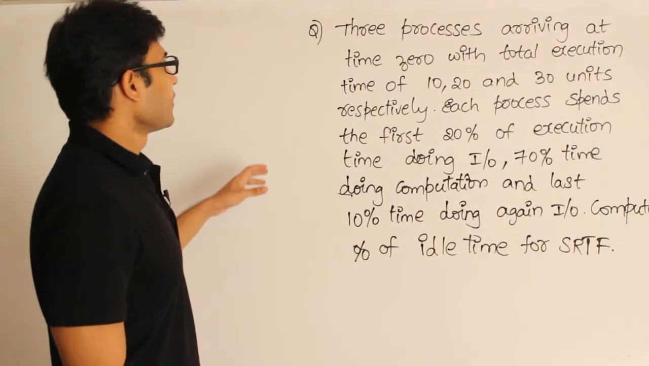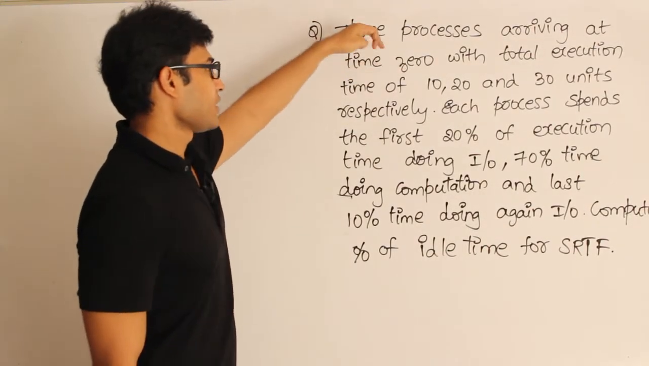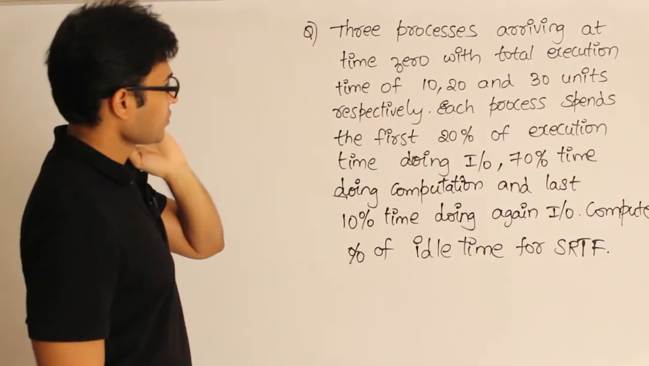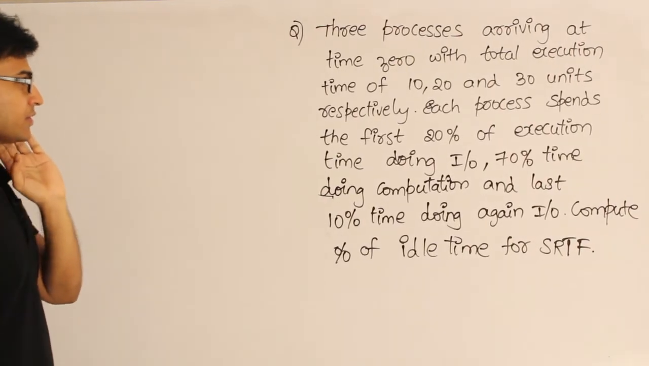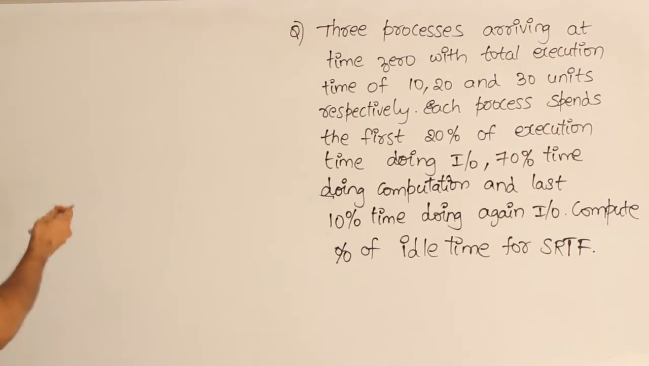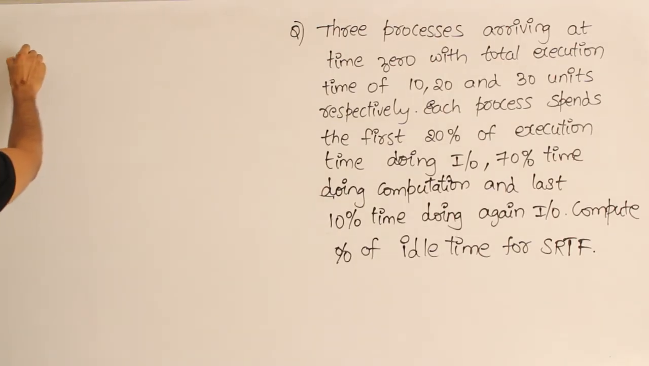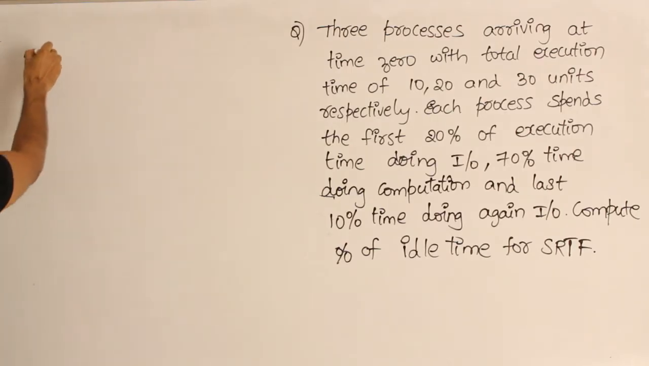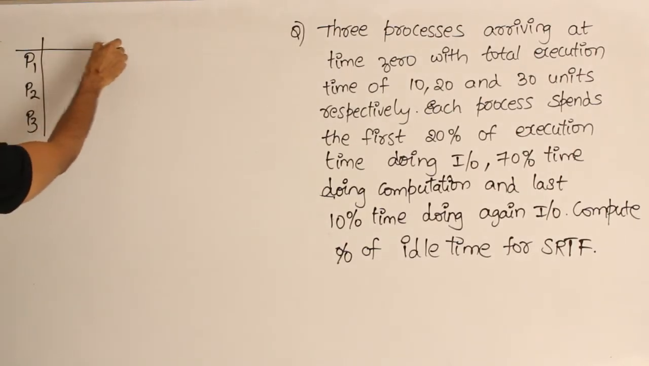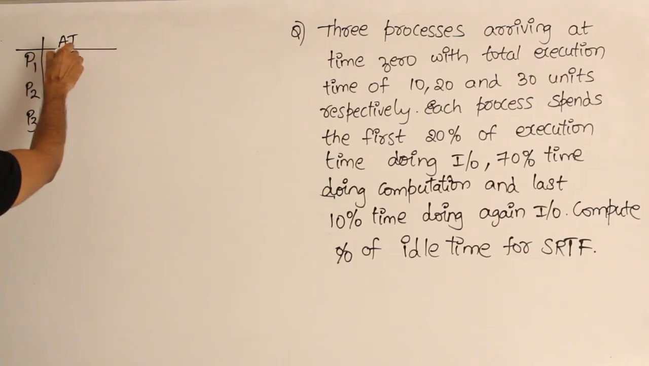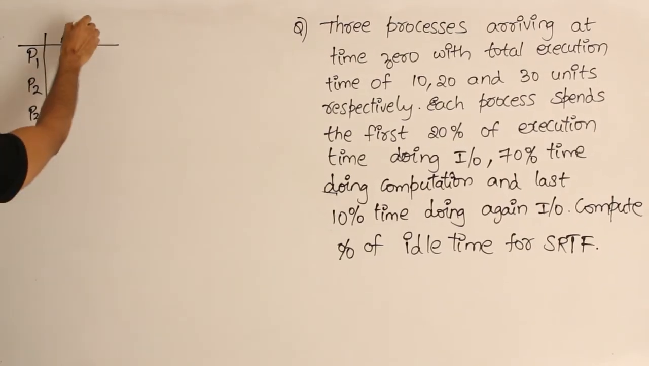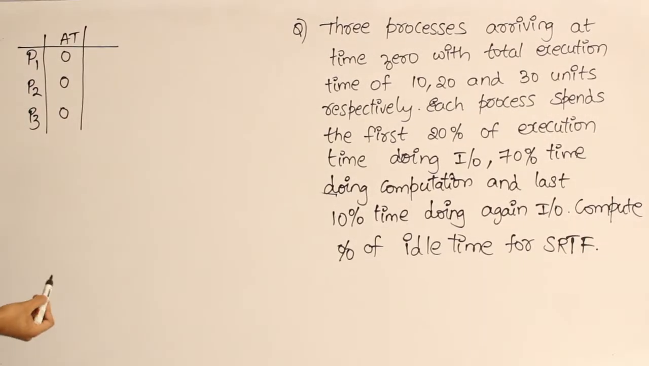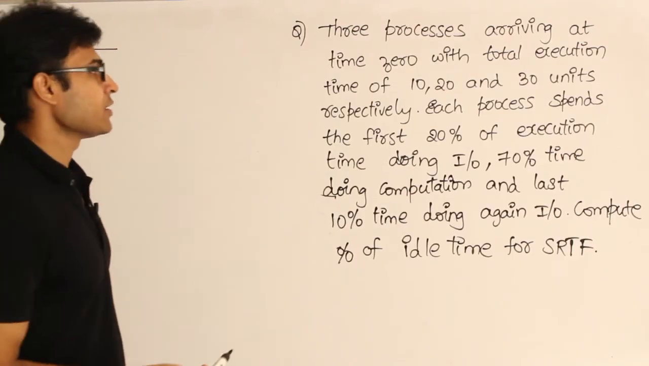Coming to this question, they are saying that three processes are arriving at time 0 with execution times of 10, 20 and 30 units respectively. So what does that mean? They are giving this information. So P1, P2 and P3 are available and their arrival times are 0, 0 and 0, right? And their burst times, which means execution times, are 10, 20 and 30.